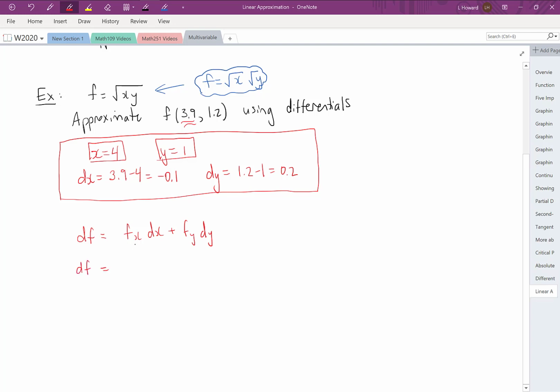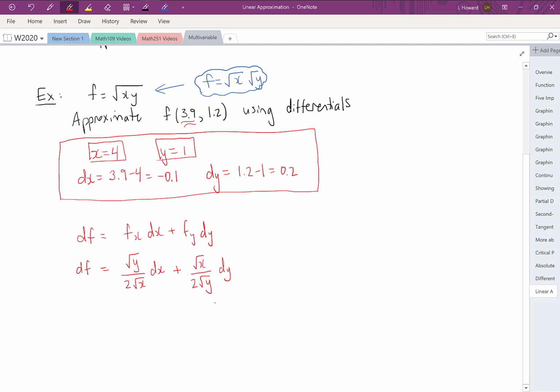For f sub x, y is going to be a constant. So we have the root y staying in place, and then the derivative of root x is 1 over 2 root x. That gives us our first term. And then for f sub y, x is being treated as a constant, so the root x stays where it is, and the derivative of root y gives us 1 over 2 root y. So there's our differential of f.